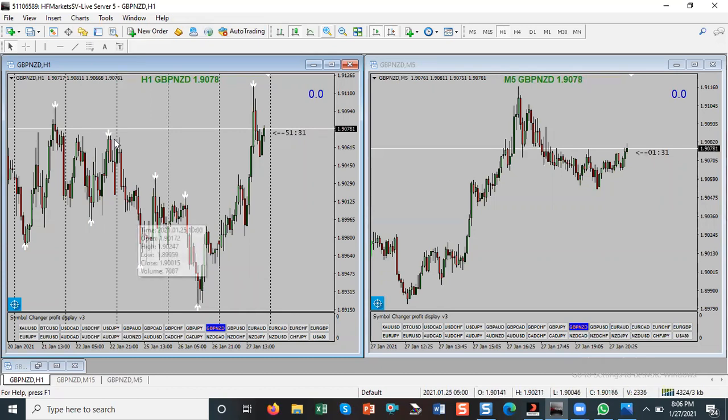Then when you see it on an uptrend, you focus on buying alone. Even at this point now, it seems the market has changed structure here.